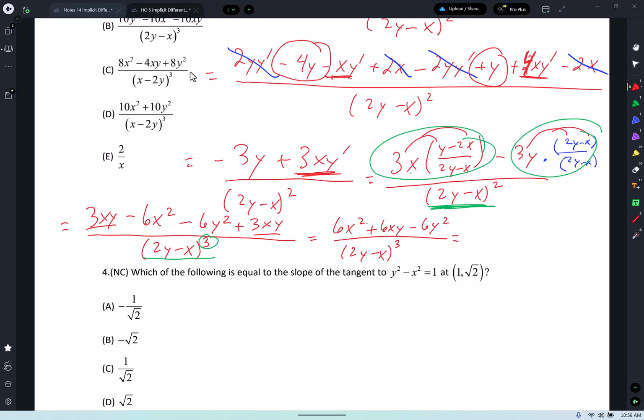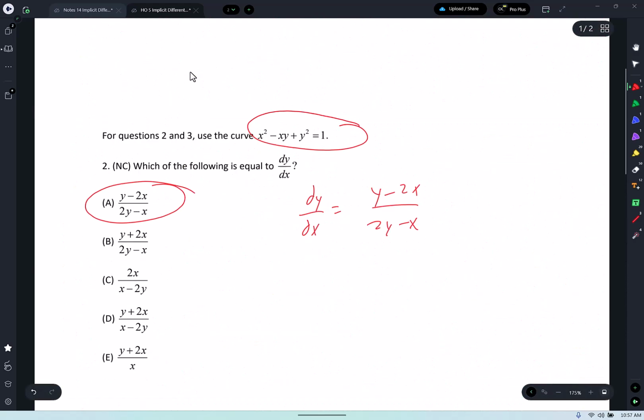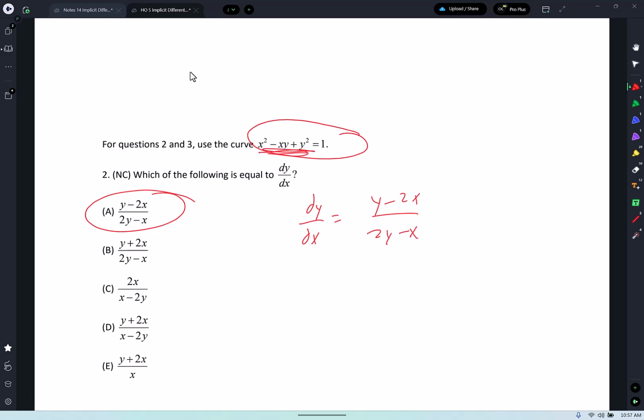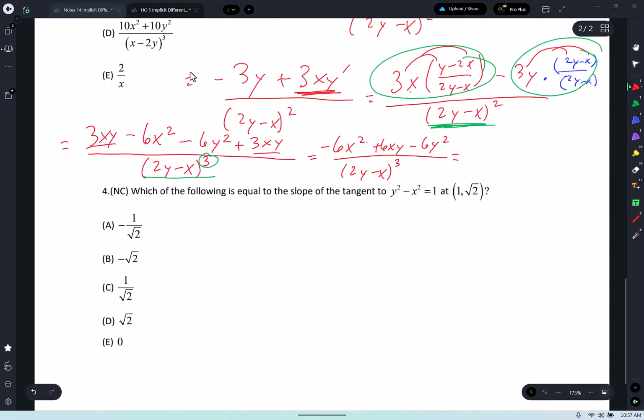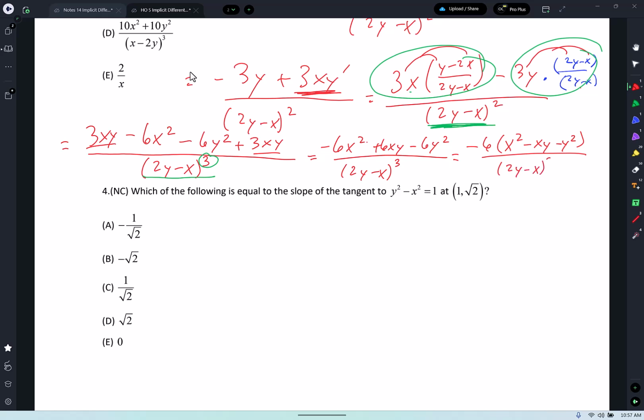What am I going to factor out in the numerator? Oh, wait. Oh, yeah, negative. This one's positive, this one's negative, and there. Now we're good. And then what am I going to factor out in the numerator? A negative 6, because look, these guys are so tricky. I didn't make this problem up. I got it from somewhere. I'm going to factor out a negative 6, and you're going to get x squared minus xy minus y squared, all over (2y minus x) to the third power.